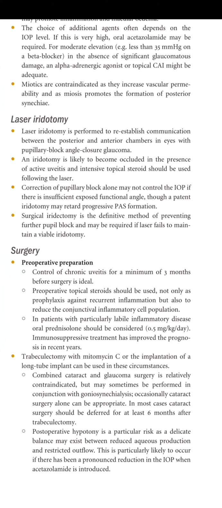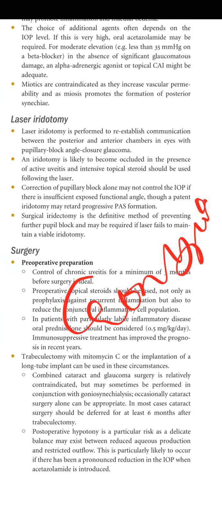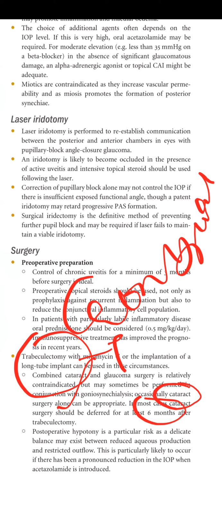Combined cataract and glaucoma surgery is relatively contraindicated but may sometimes be performed in conjunction with goniosynechialysis. Occasionally, cataract surgery alone can be appropriate. In most cases, cataract surgery should be deferred for at least 6 months after trabeculectomy. Combined surgery is not recommended because after the surgery there will be a higher incidence of inflammation. So, you do it as a separate procedure. If you have to do the cataract surgery, you do it at least 6 months after the trabeculectomy.